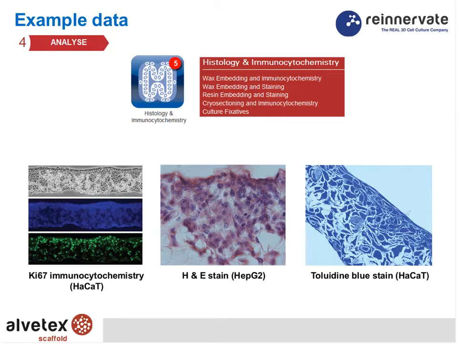And the middle image is a histological stain, it's hematoxylin and eosin of some wax-embedded HepG2 cells. And I think what this image shows, and I hope you'll agree, is some lovely 3D cell morphology, healthy cells, and some extensive cell-cell interactions taking place. And finally, the image on the right is a toluidine blue stain of some resin-embedded HaCaT cells, showing some really fine detail of cellular structure.